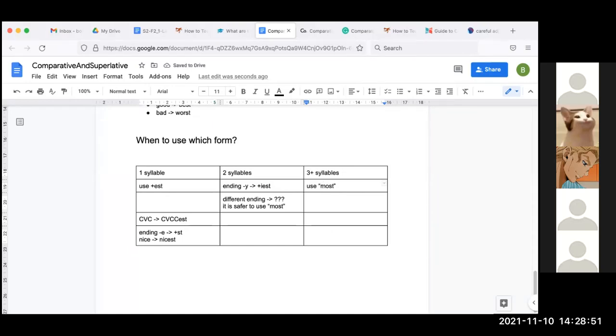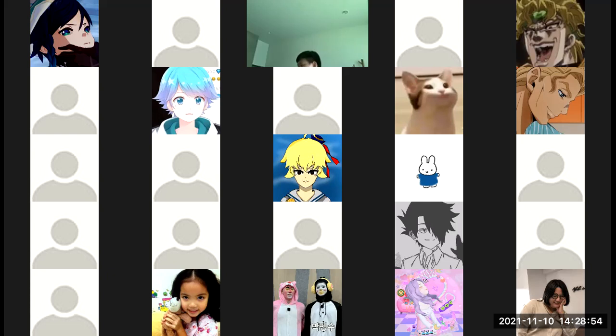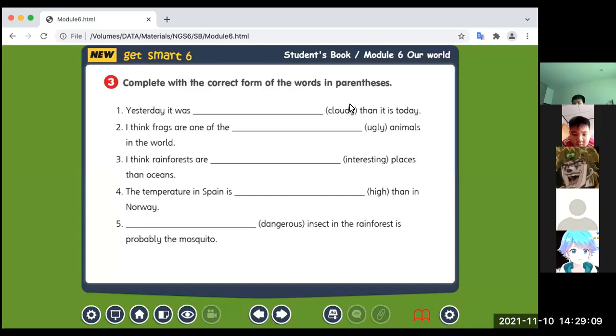Okay, let's practice it a bit, and let's look at activity number 2. Number 3, complete with the correct form of the words in parentheses. Yesterday it was cloudy than it is today. So what should be here? Cloudy, two syllables. Is it comparative or superlative?